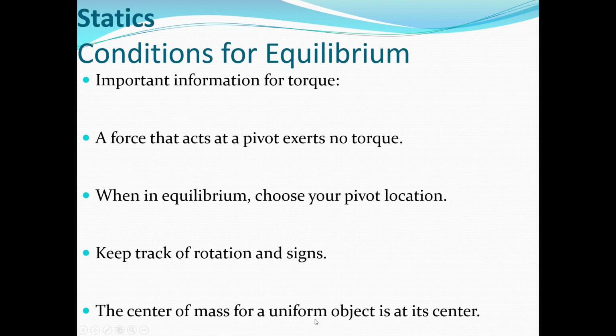And when it says that it has a uniform mass, that it's a uniform object, that means the center of its mass, basically the location where all of its weight is located, is always going to be in the very middle of that object. Again, you'll see some examples of this later on.